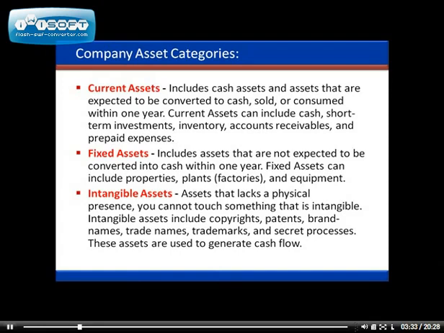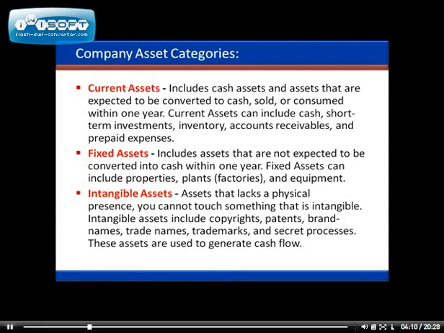Fixed assets, on the other hand, are assets that cannot be converted into cash within 1 year. And fixed assets would be like land, raw land, properties. Maybe you own an apartment building or office building. It can be plants, or it can be heavy equipment, like maybe you're a construction company and you own a crane or bulldozers. These types of assets would most likely take over a year to convert or to sell to get cash for them.